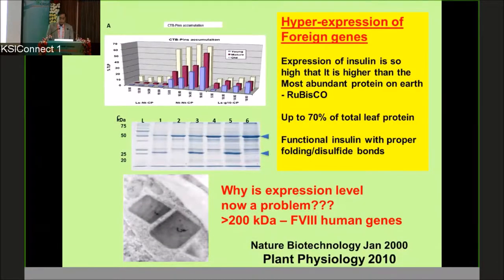this chloroplast transformation is helpful. The other advantage is the high level of expression, you can see here in the Coomassie stained gel. So we can see protein in Coomassie stained gels. If you see the lower arrow here, that's insulin and that is Rubisco.